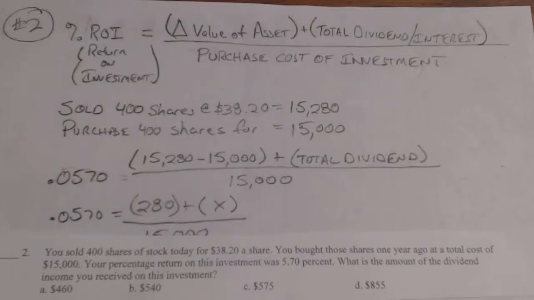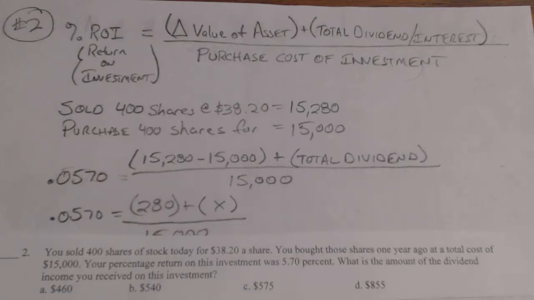Okay, this is Business 342, the practice final set 2, problem number 2. You sold 400 shares of stock today for $38.20 a share. You bought those shares 1 year ago at a total cost of $15,000. Your percentage return on this investment is 5.7%. What is the amount of the dividend income you received from this investment?